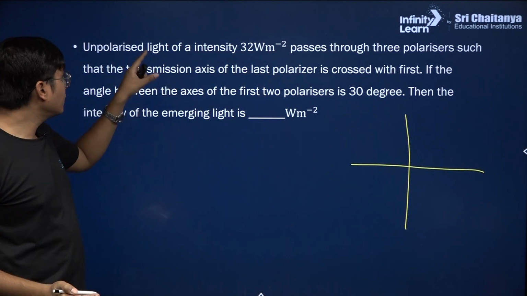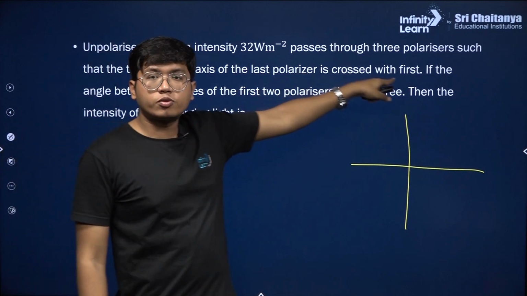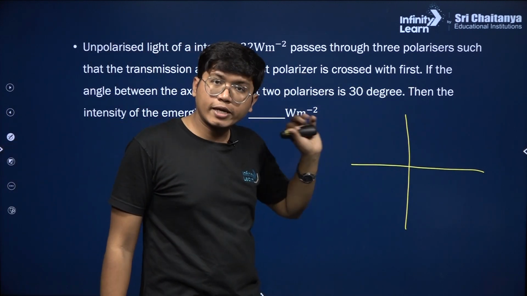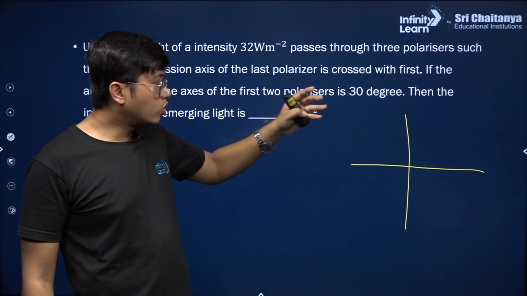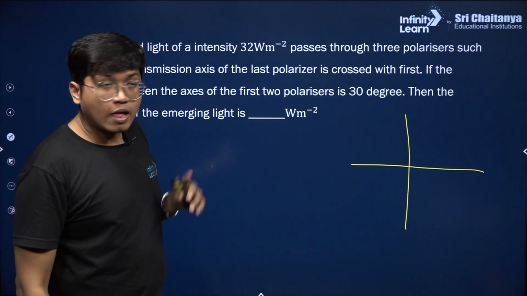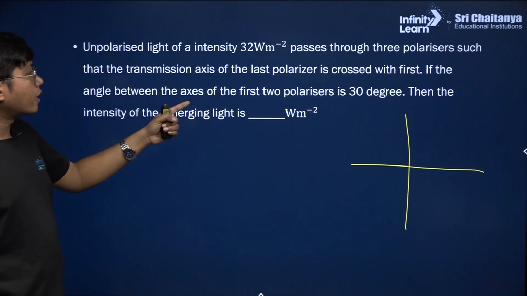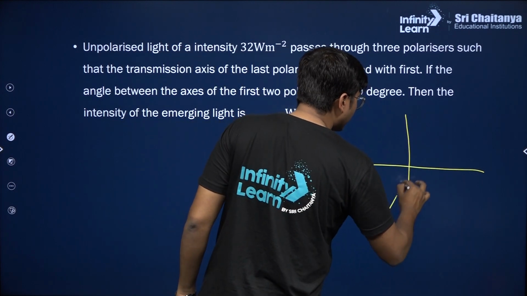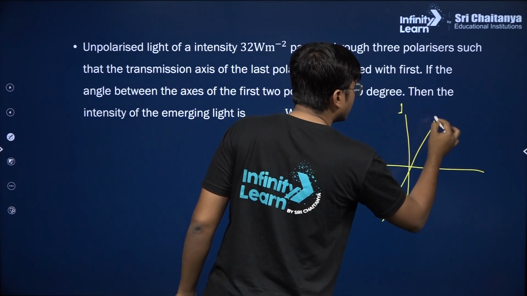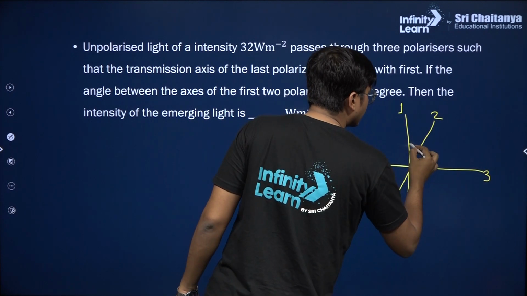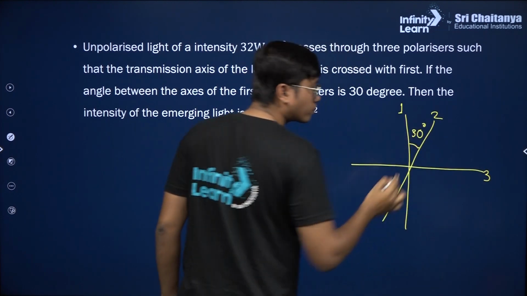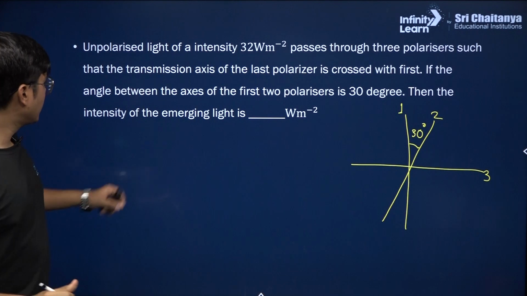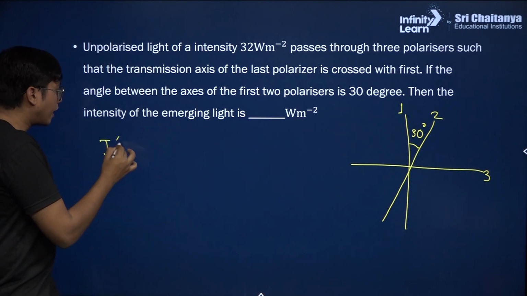Why? Because it is said that the last polarizer is crossed with the first. So the angle between them would be 90 degree. They are crossed. So if only they were used, no light would go through. But in between you have put in the second polarizer, which is at an angle of 30 degree with the first one. So this is number 1, this is number 2 and this is number 3, and this angle is 30 degree. Right? Again we will write the intensity relation I dash.